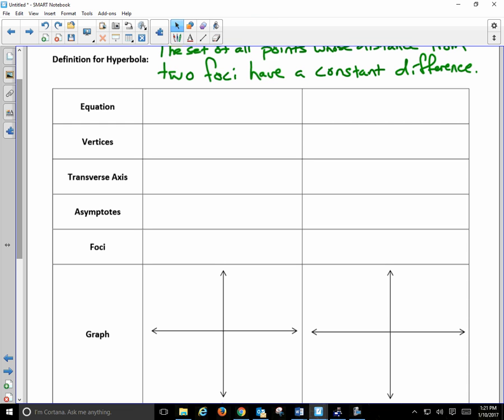So the equation is going to look like this: x minus h quantity squared over a squared minus y minus k quantity squared over b squared. You want to guess what the center is? h, k.